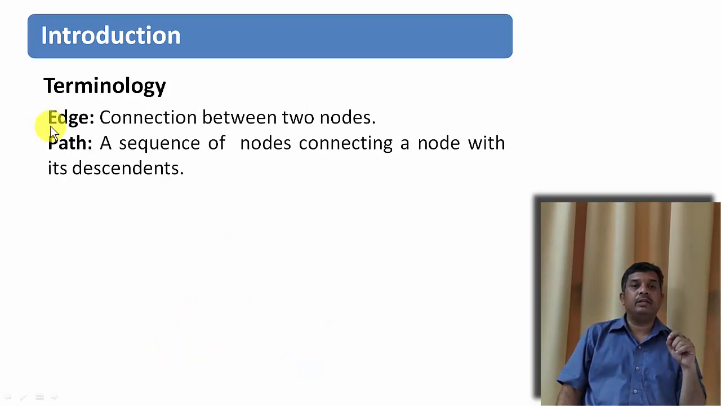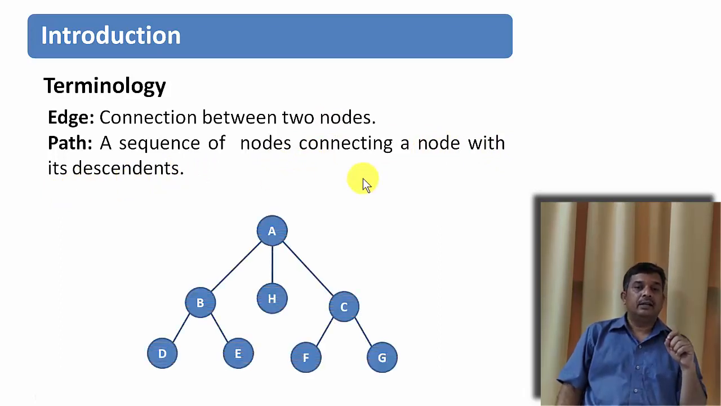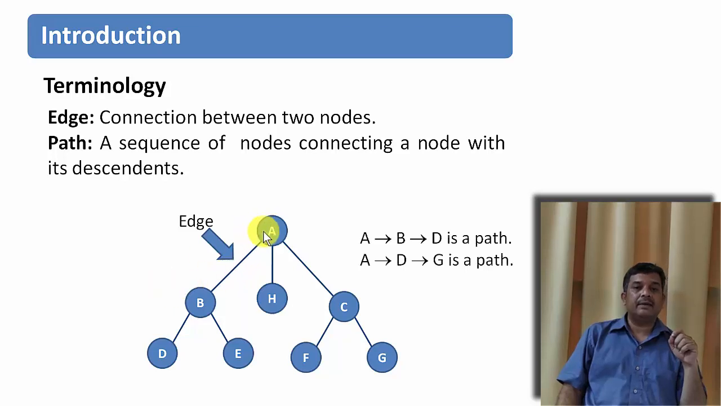A few more terms that we use are edge and path. A connection between two nodes, I'll say is an edge, and a sequence of nodes connecting a node with its descendant is called a path. Here you can see there is a connection between node A and B. This I'll say is an edge. But a path is like, from A, if I start, I can go to B, then I can go to D. So from A to D there is a path. Similarly, A to B to E there is a path. So these are known as paths.